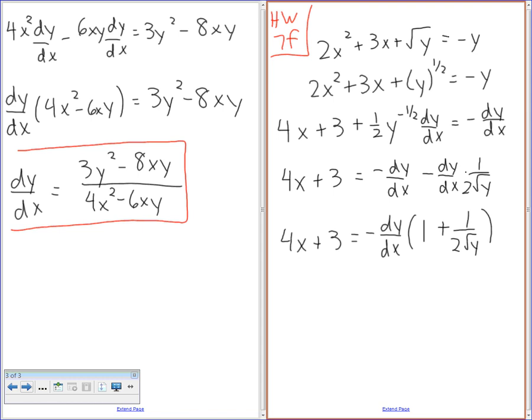Okay, someone else that's new. What's my final answer going to be then? Yeah, just move the bracket over, okay? So I'm going to call it negative 4x minus 3 all over 1 plus 1 over 2 root y.